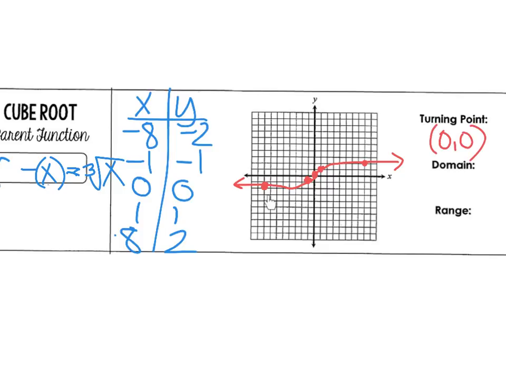Our domain goes from negative infinity to positive infinity. It goes to the left forever and to the right forever. And our range, our graph's going to go up forever and down forever because it slowly increases up and slowly increases down. So our range for our cube root parent function is from negative infinity to positive infinity.